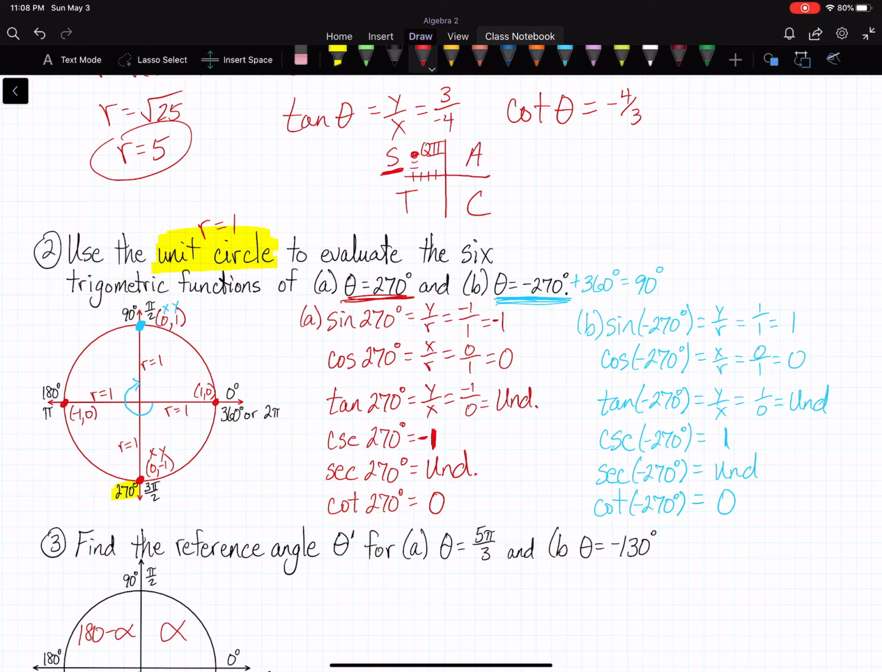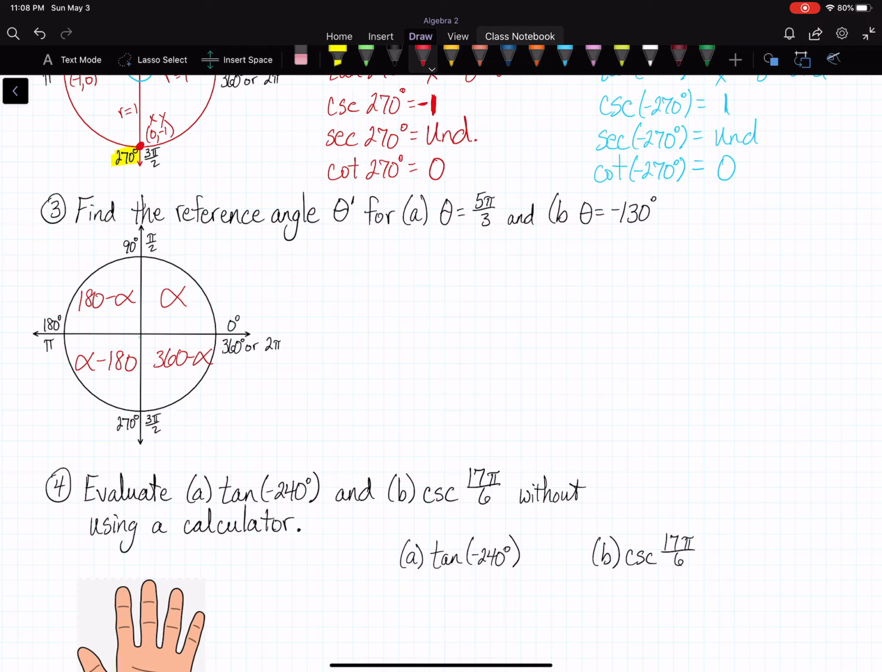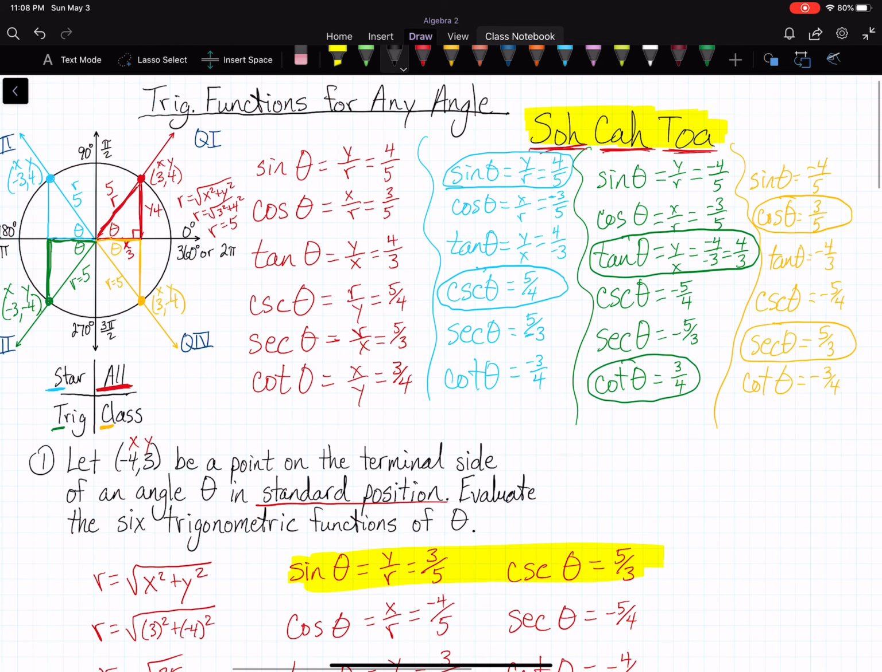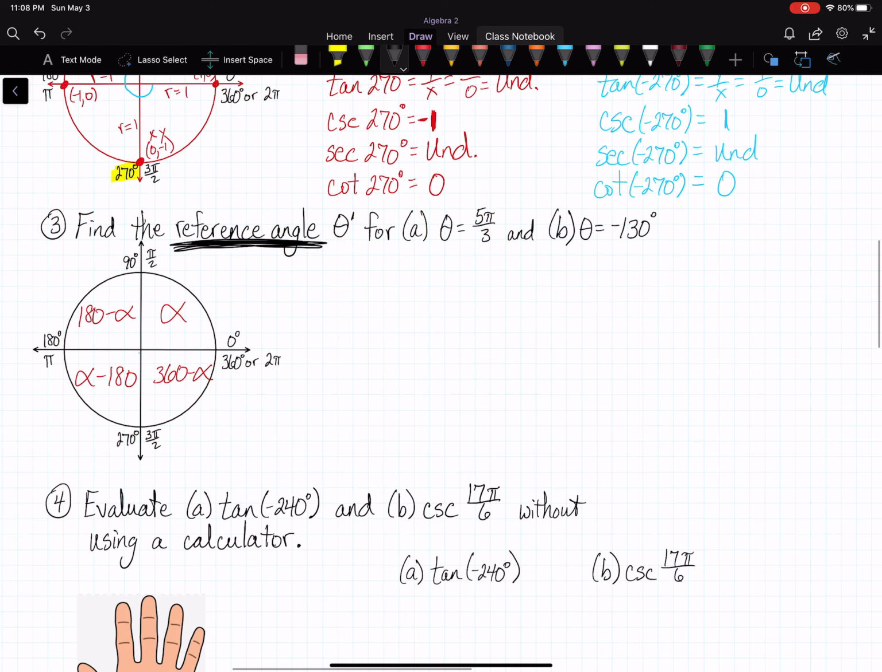Okay? So, number 3 says find the reference angle theta prime for A, theta is 5 pi over 3, and B, theta is -130. So there's a process to find the reference angle. All the reference angle is figuring out which quadrant your angle is in. So it's basically taking a really big angle and making it something between 0 and 90. You're going to find its reference angle.